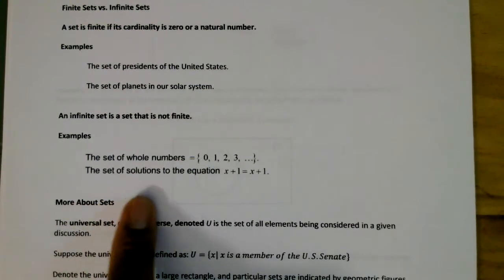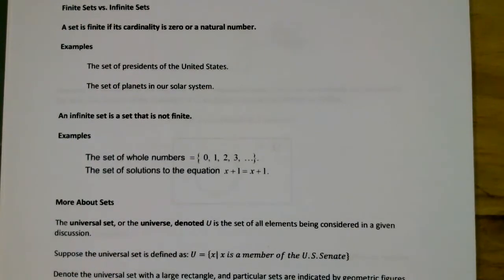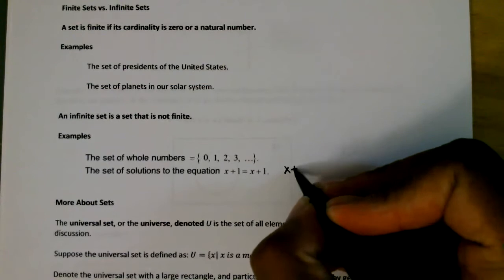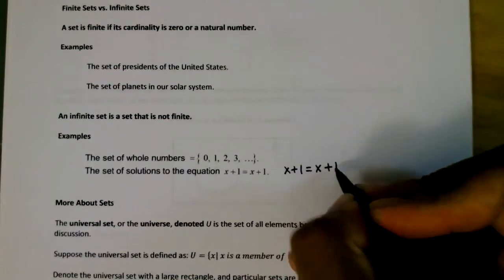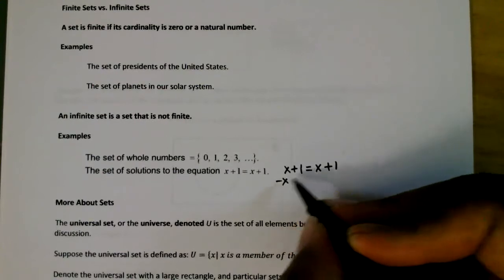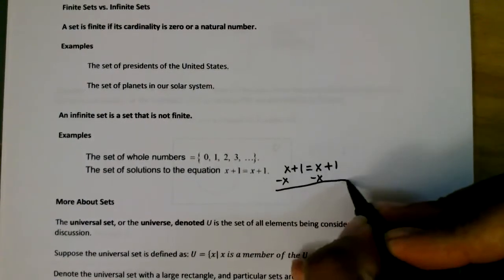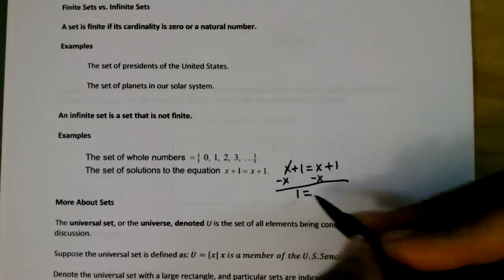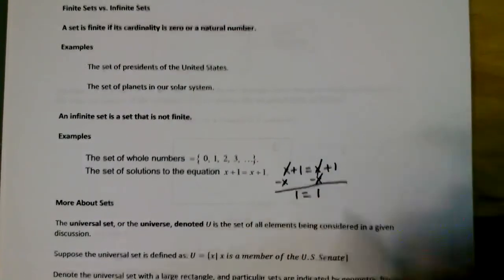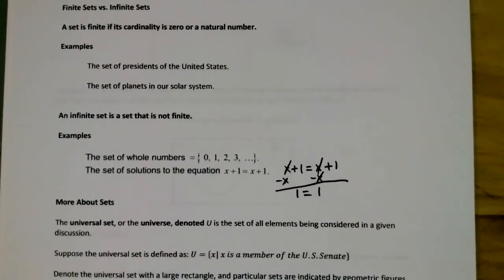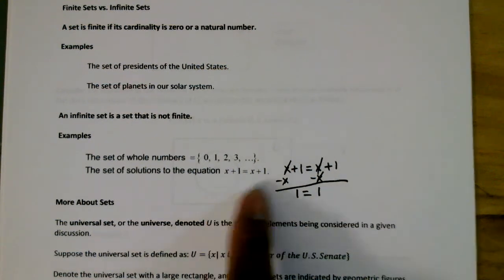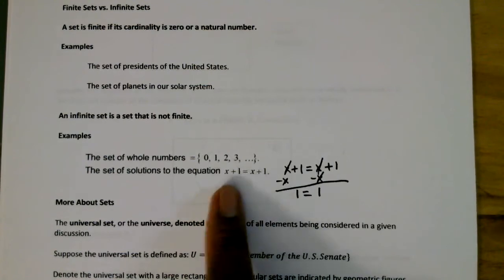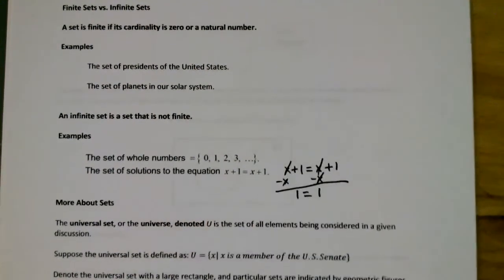And then the set of solutions to the equation X plus 1 is equal to X plus 1. If you try to solve this equation for X by getting all the X's on one side, subtracting X on both sides, these X's are gone, you're left with 1. And on the right side, those X's are gone, you're left with 1. So in this case, 1 does equal 1. And when that happens, that means there are infinitely many solutions here. Any X value that you pick, the left side will always equal the right side. So that set would be an infinite set.